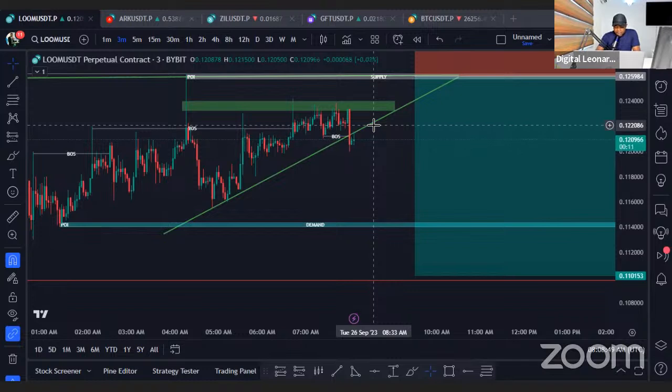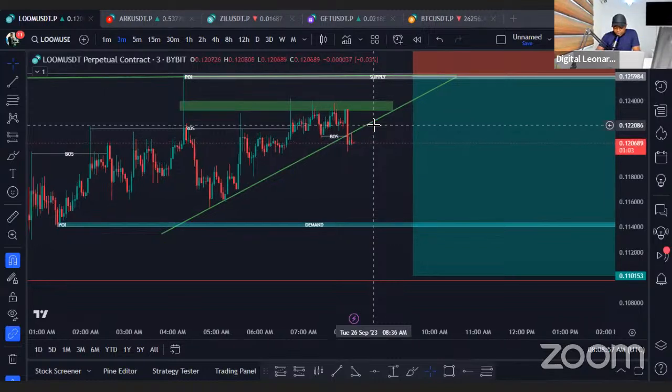All right, let's see how the Loom trade plays out. I'm already in profit, guys. Just manage your trades. Manage your trade, oh. This token is very volatile, oh. Manage your trade, oh. Don't say I didn't tell you.